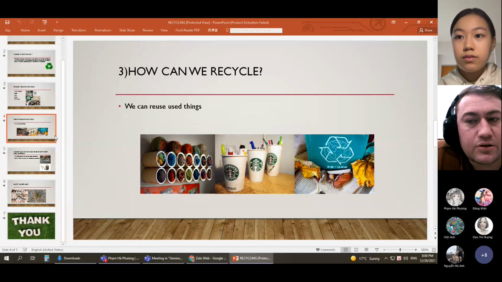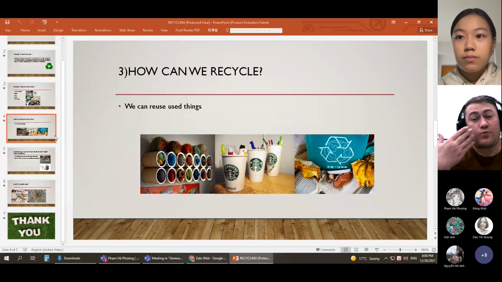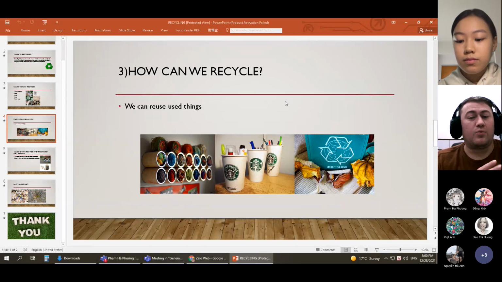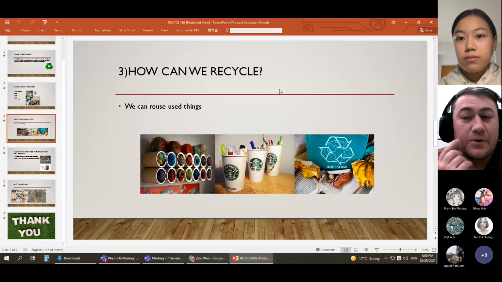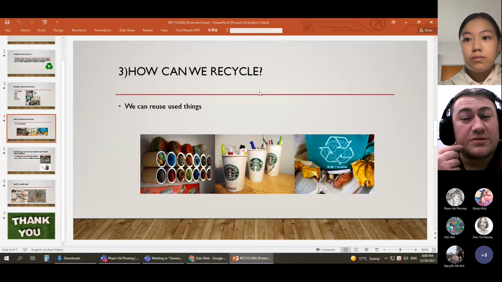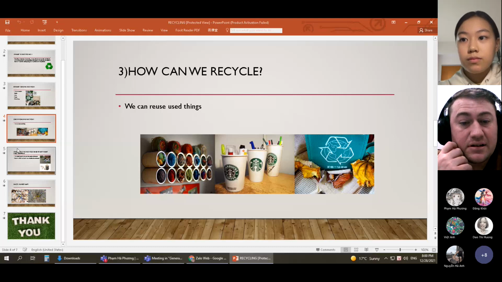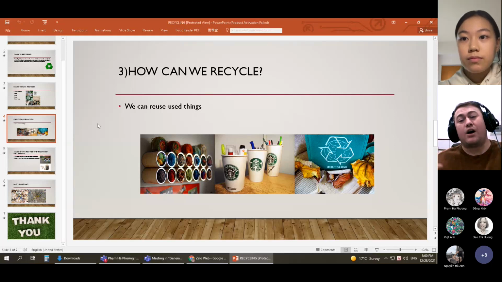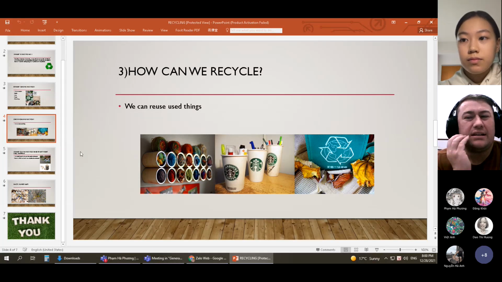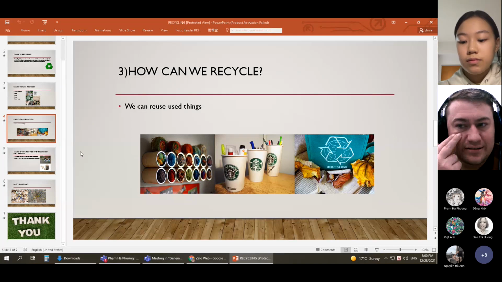How can we recycle? Do you see, I read the titles. This we should never do. The people can see the titles. You need to say it in a sentence. The next thing we'll talk about is how to recycle. Sometimes you need to change the words around, but we never want to read it. The people know, they see it.